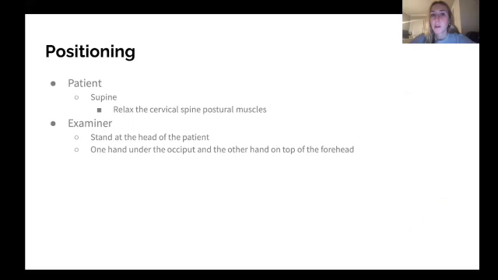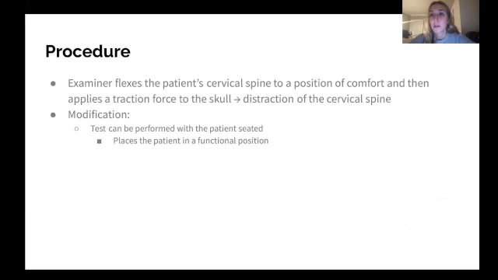Next, the cervical distraction test is done with the patient in a supine position, and the examiner stands behind the patient's head and puts one hand under the occiput and the other hand on top of the forehead to stabilize the head. The examiner then slightly flexes the patient's neck to a comfortable position and applies a tractional force to the skull, which is the distraction of the cervical spine.